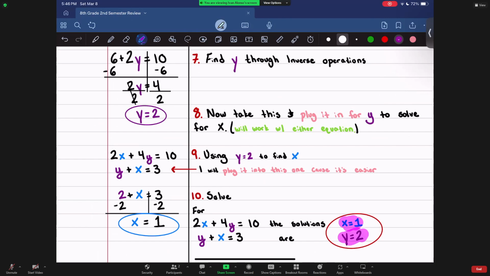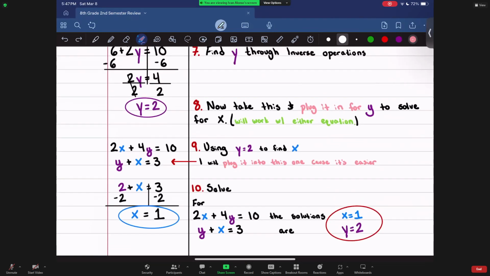If you notice, I wrote here, for the system of linear equations, 2x plus 4y is equal to 10, and y plus x is equal to 3, the solutions are 1 is what x is, and y is equal to 2. What that means is that these numbers here will work for both. And if you notice, that's true. Because, oh, that's my eraser. Unlucky. If you notice, 2 times 1 is 2. 4 times 2 is 8. 2 plus 8 does equal 10. That's good. y is 2. x is 1. 2 plus 1 does equal 3. It's not like before where it only worked for one equation.